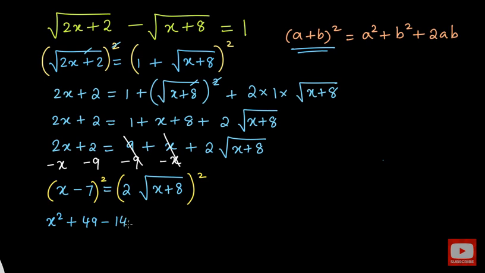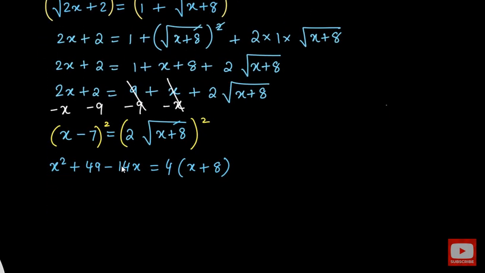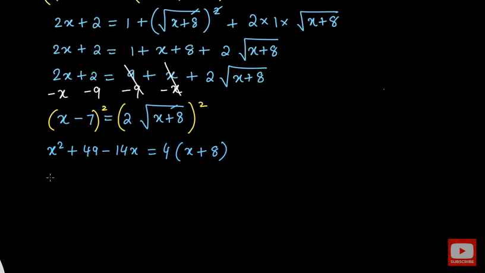So let me write 14x here, equal to... here we have to square both the terms. 2 square is 4, and when we square this term with the radical symbol, it will cancel out with the square, so we just have 4 times x plus 8. Okay, now all the radical symbols are gone. We can simplify this equation finally. So let's take this equation and simplify.